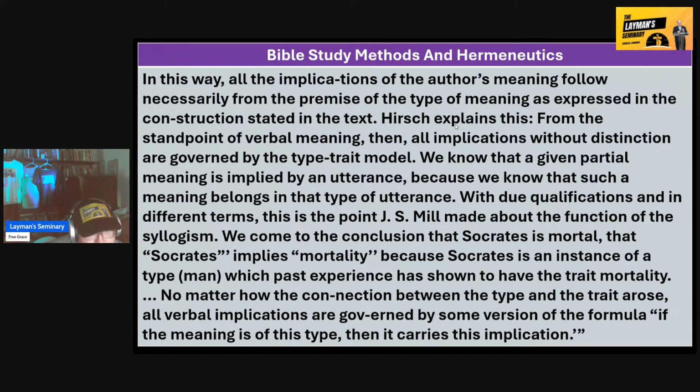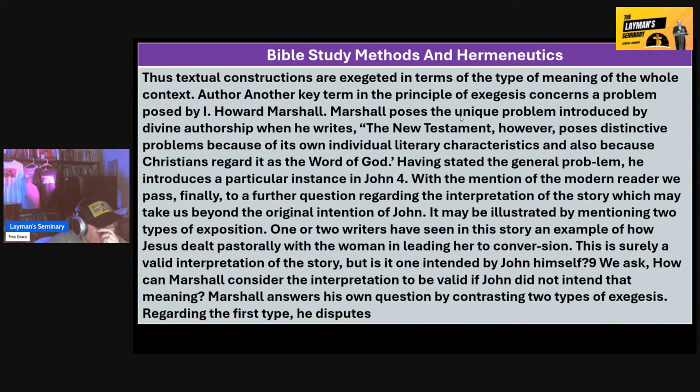"No matter how the connection between the type and the trait arose, all verbal implications are governed by some version of the formula: if the meaning is of this type, then it carries this implication." So in other words, if this means this, then this is the implication. Thus, textual constructions are exegeted in terms of the type of meaning of the whole context. Author. So we're talking about the author now.